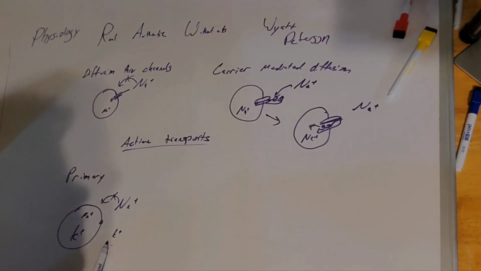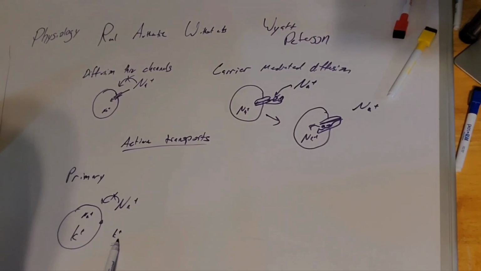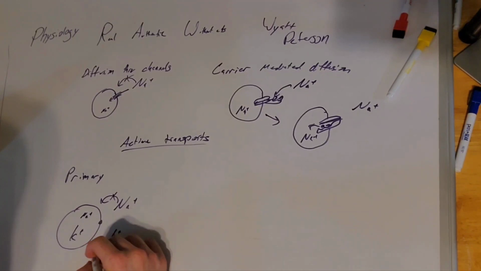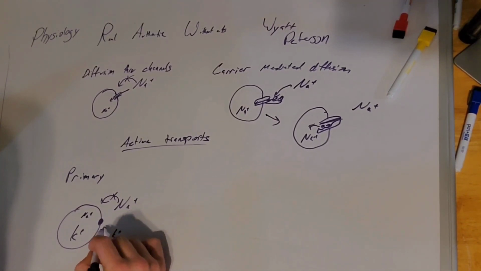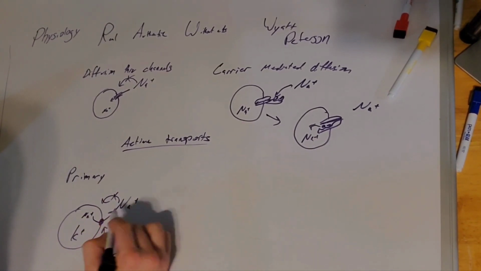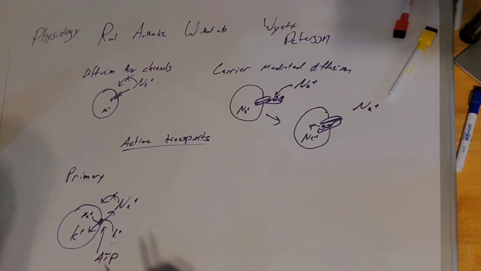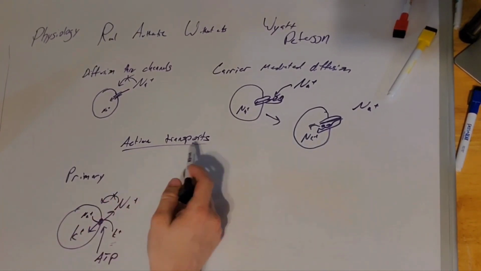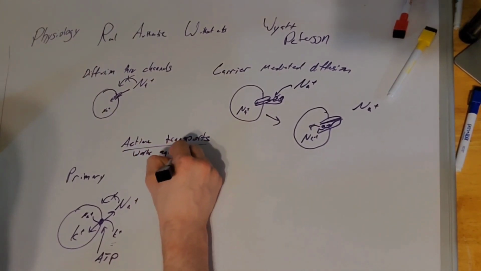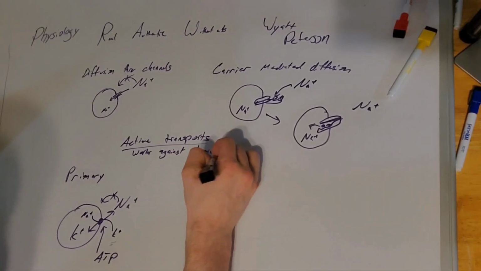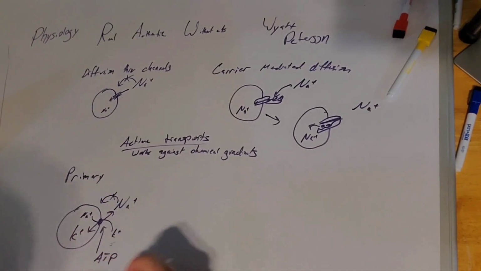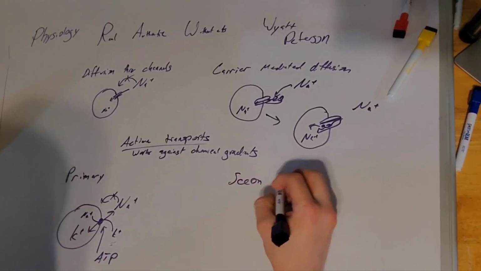Low concentration. Can you see that still? Low concentration on the outside, high concentration on the inside. So it's going to use some ATP, going to affect this protein right here. So it's going to work against the chemical gradient to push this one out and pull this one in. So active transport works against chemical gradients. So that's primary, right? So using ATP directly, and then there's this secondary one.